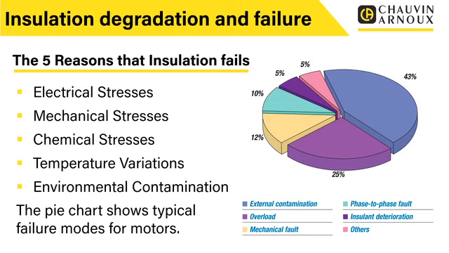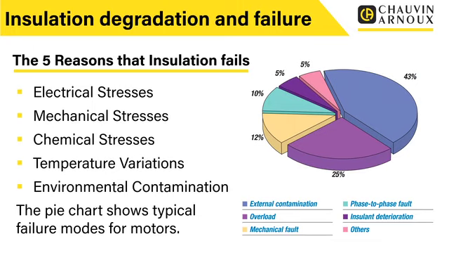So you can see there 43% for contamination, 25% for overload, 12% followed by mechanical faults. So some form of physical mechanical fault within the motor accounts for 12%. And then when we finish up, we've got phase-to-phase faults. That could be something like an overvoltage potentially. Insulation deterioration, so the insulation actually deteriorating.